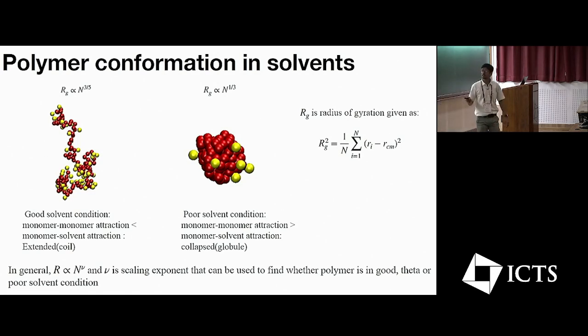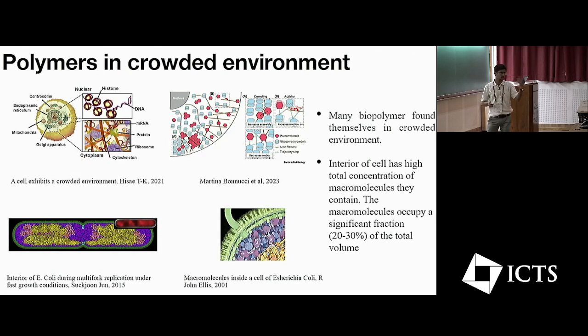But it's not always that polymers find themselves in a single solvent condition. They generally find themselves in a very crowded environment. In the relevance of biopolymers, in a cell there is huge crowding, like 20 to 30% of the total volume is crowded by particles like proteins and so on. So it's really important to study polymers in a crowded environment, or in the presence of crowders basically.